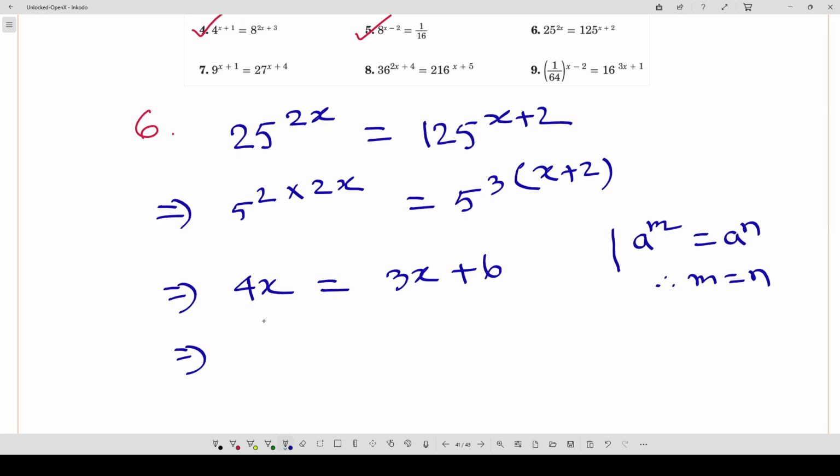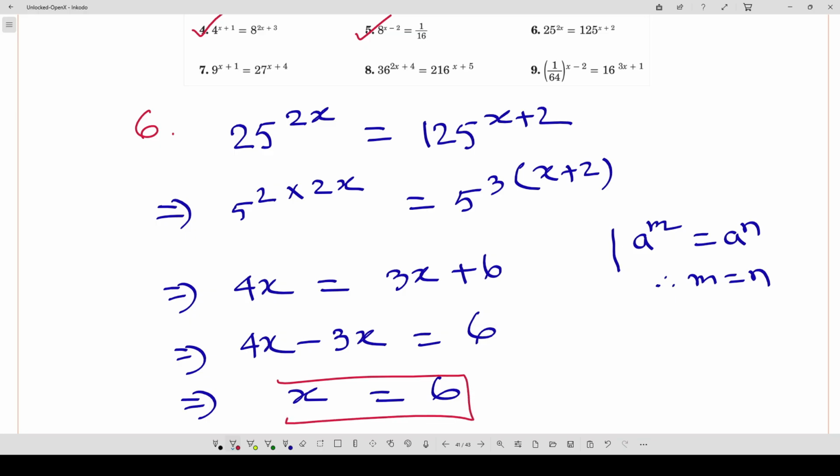Now here 4x, and we are subtracting 3x from both sides, so it will be minus 3x, and this 3x will be out, so here is only 6. Now 4x minus 3x will be x equals 6, and this is our required answer. I hope you cleared this one. So number 6 done.